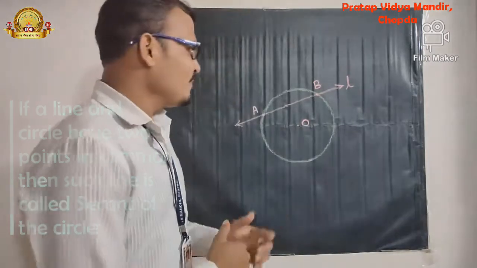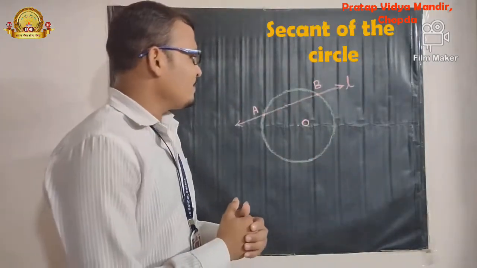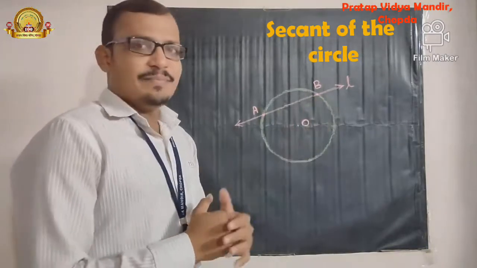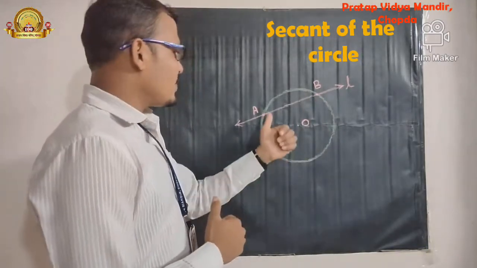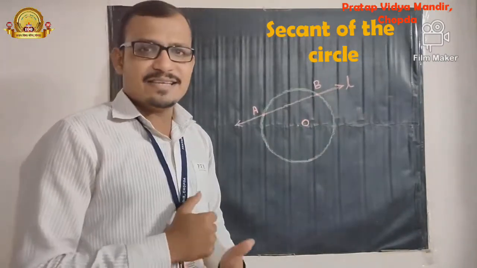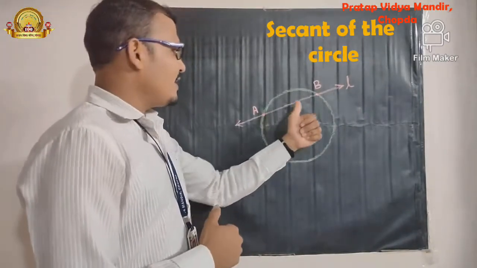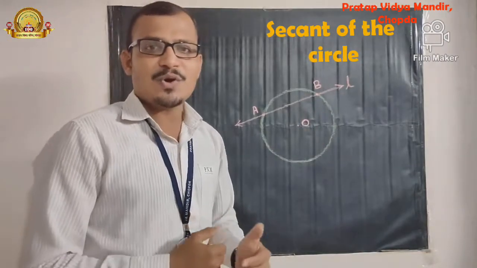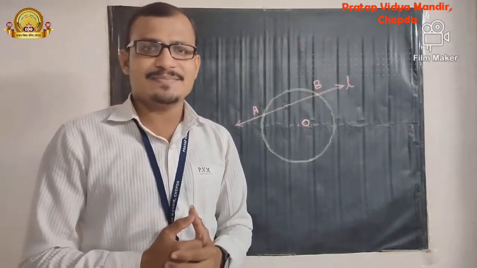For example, here in this given figure, point A and point B are the 2 points which are common in circle and line L. So line L is the secant of the circle and point A and point B are the points of intersection. Then our first theorem of this chapter is tangent theorem.